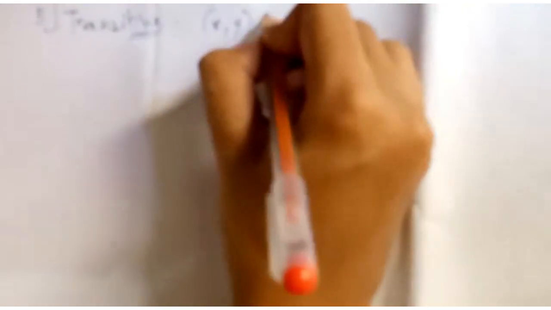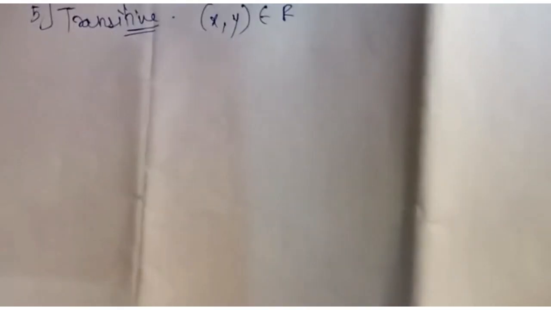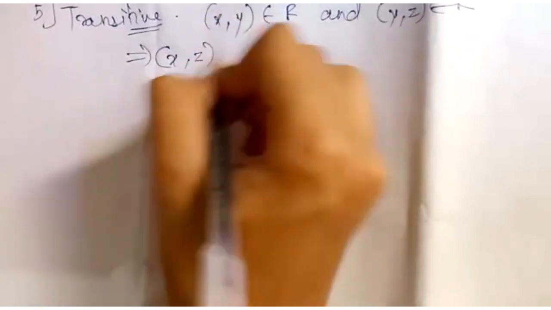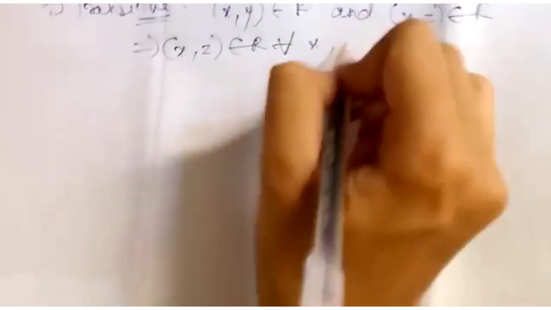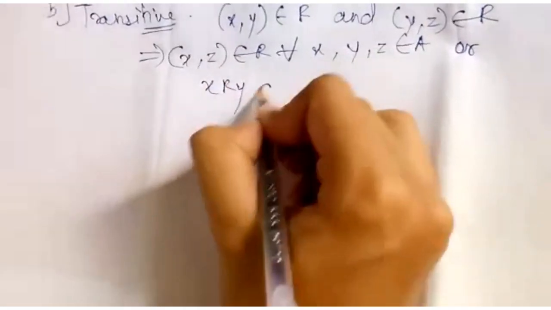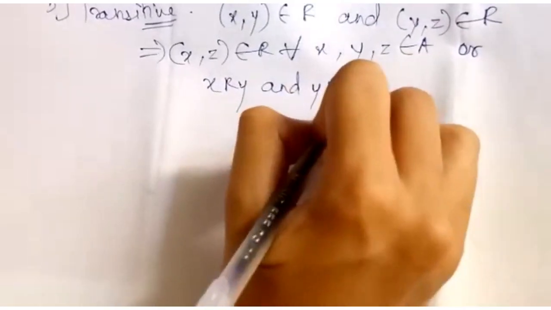Then the fifth relation is transitive. So what is a transitive relation? A relation R defined on set A is said to be transitive if (x, y) belongs to R and (y, z) also belongs to R, then (x, z) belongs to R such that x, y, z belong to A. That is, x is related to y and y is related to z.